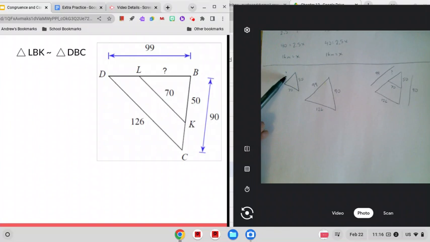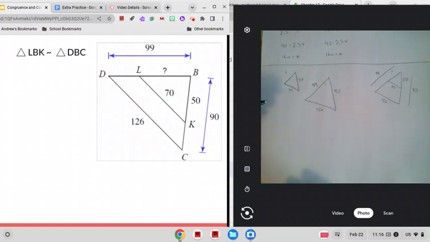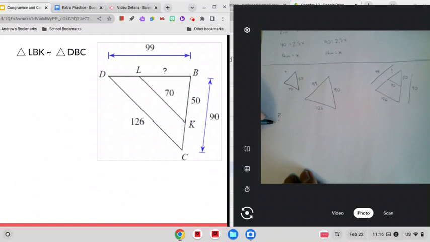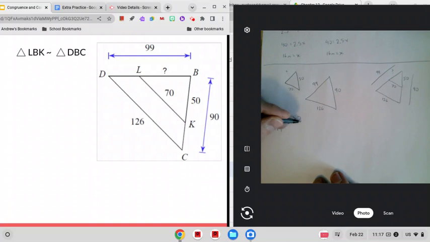I'm wondering about this side. That's my question. And the corresponding side on the large triangle is 99. So question mark and 99, they have a relationship. I could use 50 and 90, or I could use 70 and 126 as my second fraction in this proportion. It doesn't matter. It matters zero amount which one you choose. I'm going to do 50 and 90 only because, I don't know, because.